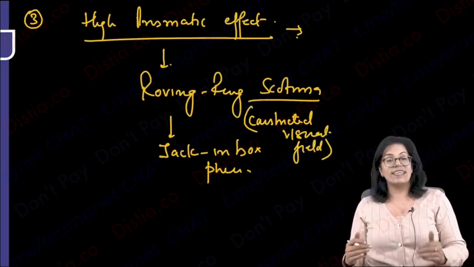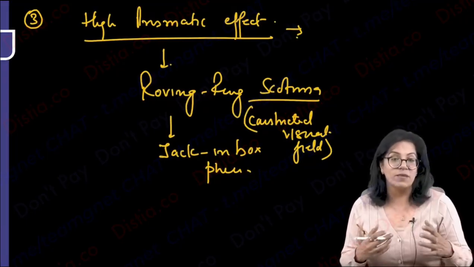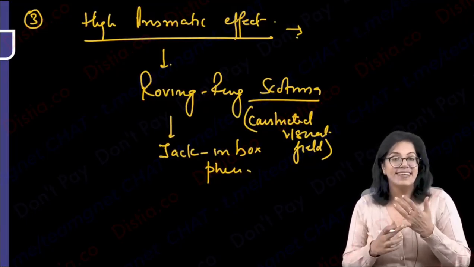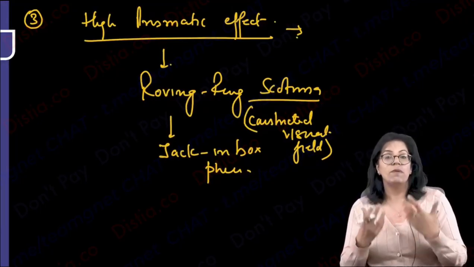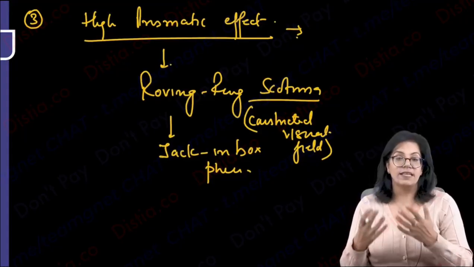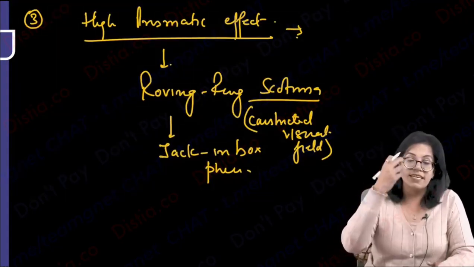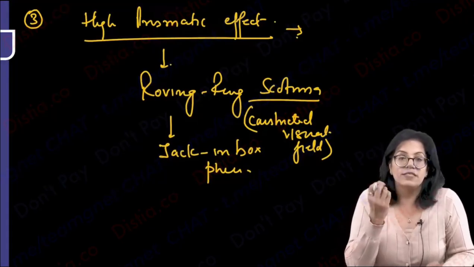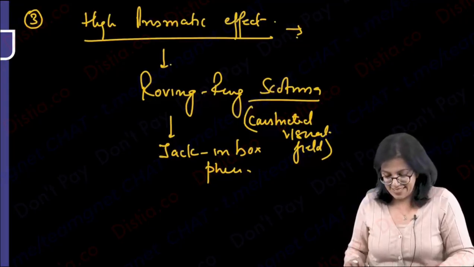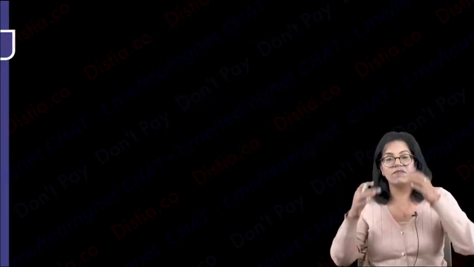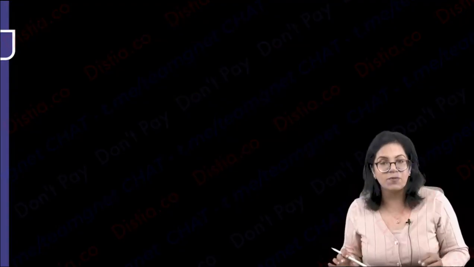Right? So this is another problem of high convex lenses. So what are the problems? High magnification, then high spherical aberrations can lead to pincushion effects, and prismatic effects at the periphery particularly are causing roving ring scotoma and Jack-in-the-Box phenomenon. Right? I just wanted to simplify it as much as I could. I hope it was helpful.